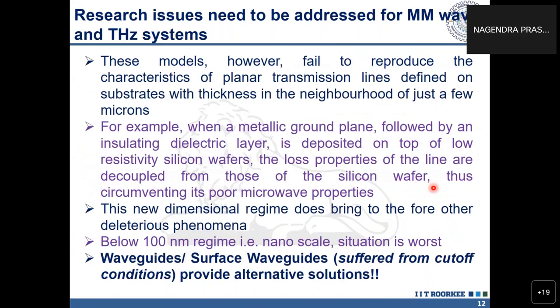These models, however, fail to reproduce the characteristics of planar transmission lines defined on substrates with thickness in the neighborhood of just a few microns. For example, when a metallic ground plane followed by an insulating dielectric layer is deposited on top of low resistivity silicon wafers, the loss properties of the line are decoupled from those of the silicon wafer, therefore circumventing its poor microwave property. So this new dimensional regime does bring to the fore other deleterious phenomena. Below the 100 nanometer regime, that is nanoscale, the situation is worse. Waveguides or surface waveguides, both suffer from the cutoff conditions, and they actually provide alternative solutions.